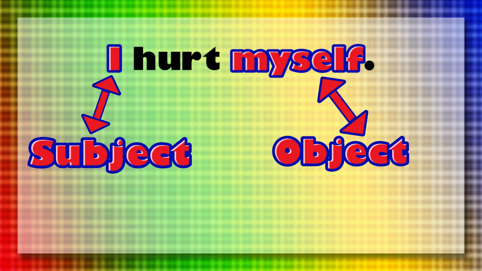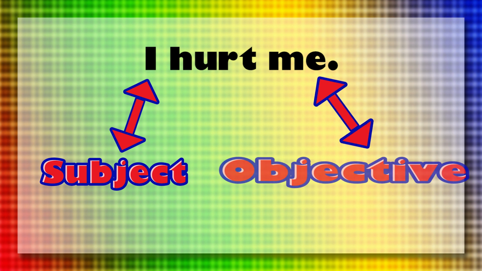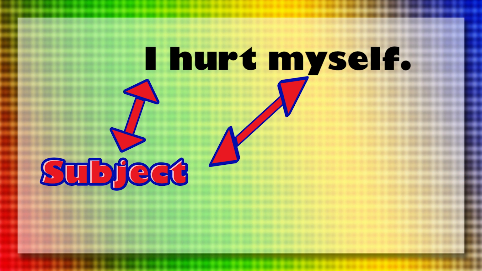Who was the one hurt? I was. Well, who did the hurting? I did. So I'm the object of my own pain? Why don't we just say, I hurt me? Well, that's redundant. You can just replace that second pronoun with the reflexive pronoun to reflect the first one.